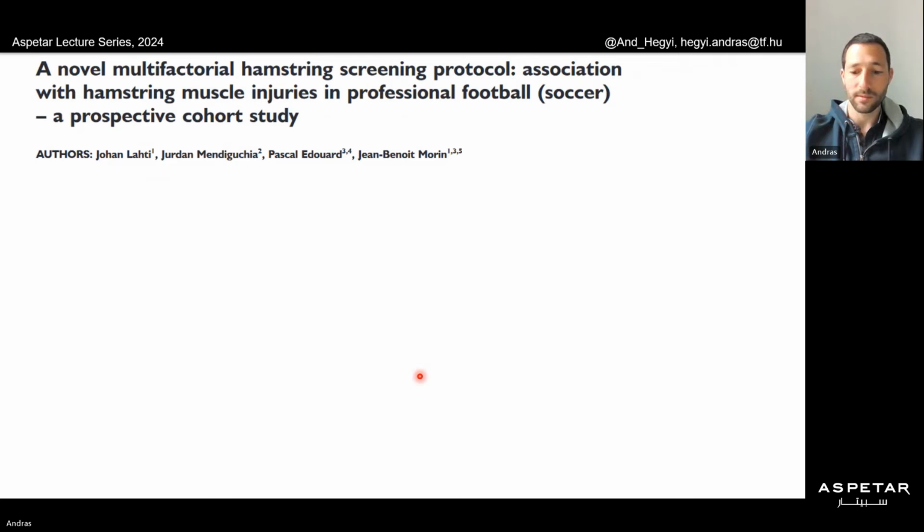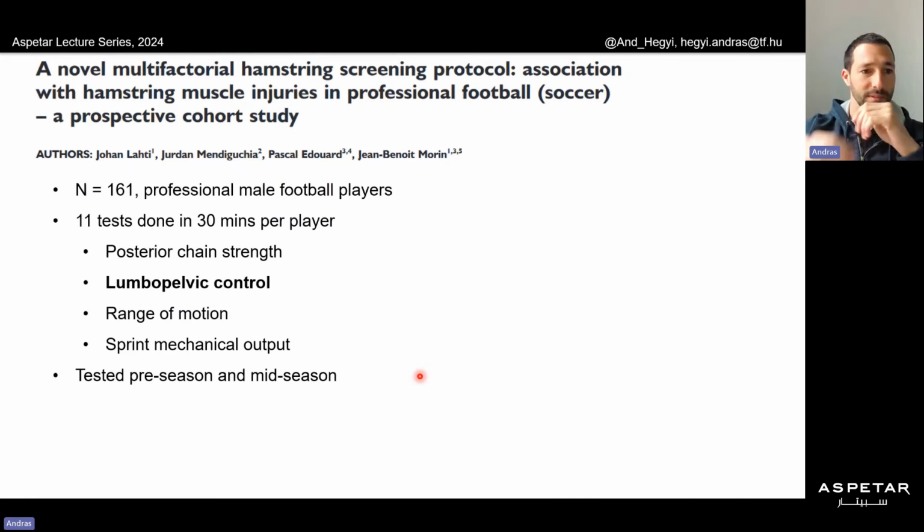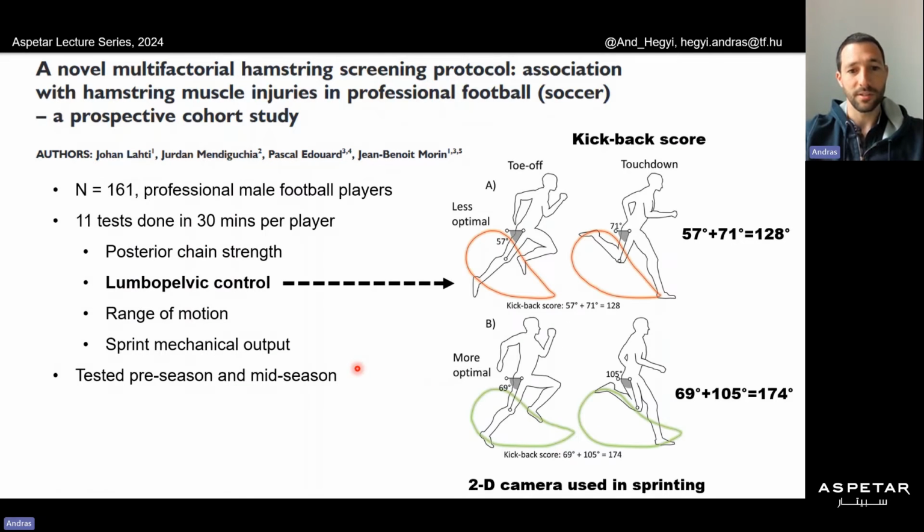So I'm coming back to the thigh angle now. This was a recent study, which is very cool. They had 161 professional male football players, and of course, there are many different risk factors for hamstring injuries, which they tried to take into account. And they also measured what they called lumbopelvic control, where they designed this so-called kickback score based on the idea that pelvic tilt and thigh angle may be related.